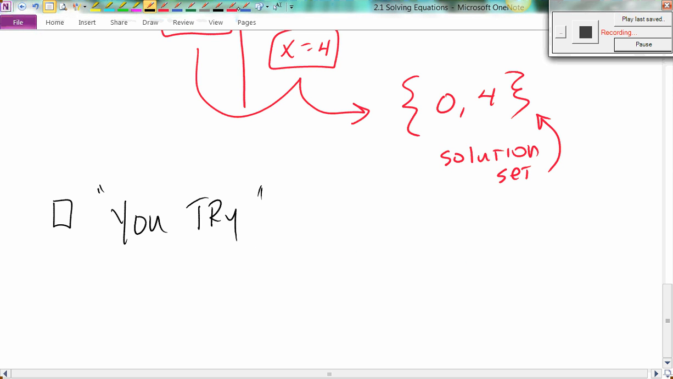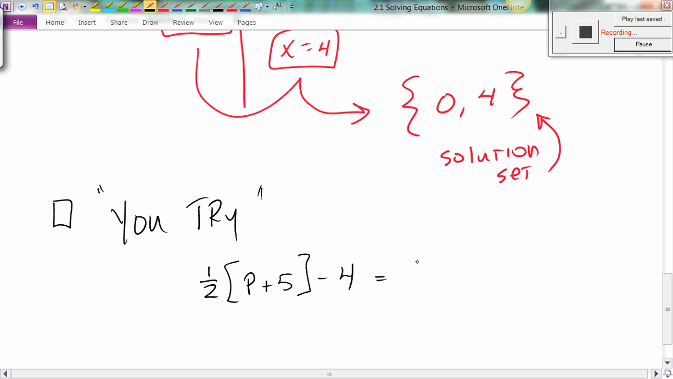Okay, here is the next try. It is 1/2 times (p plus 5) minus 4 equals 1/3 times (2p minus 1).